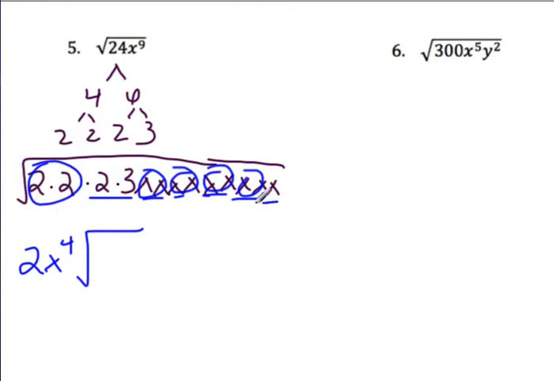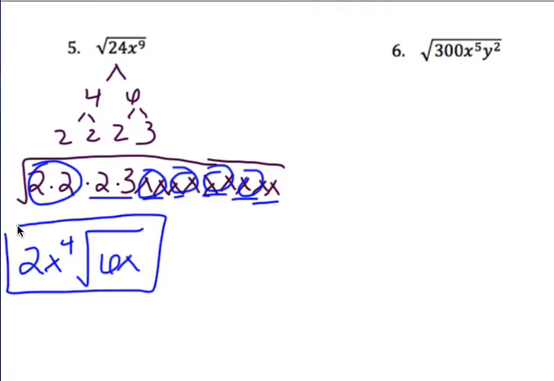Well, I have 2 times 3, and I have x. 2 times 3 is 6, and then I have x. So I have 2x to the 4th square root of 6x. So that's my final answer for number 5. Let's go ahead and take a look at number 6.